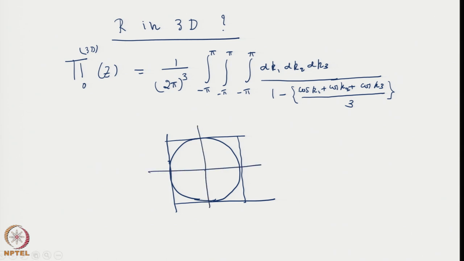This is a hypercube in three dimensions. I am showing it as 2D. There is one more dimension to it. So this is a sphere. So these are sides of a cube. 2 pi here. That is minus pi to pi, etc. So minus pi to pi, minus pi to pi, etc. So we say that since the function is positive, the value of the true integral in this cube will be more than, in any case, the integral within the circle.